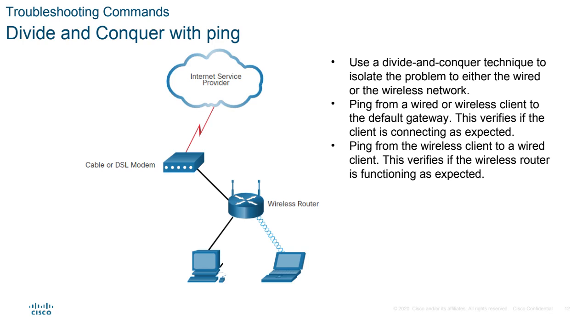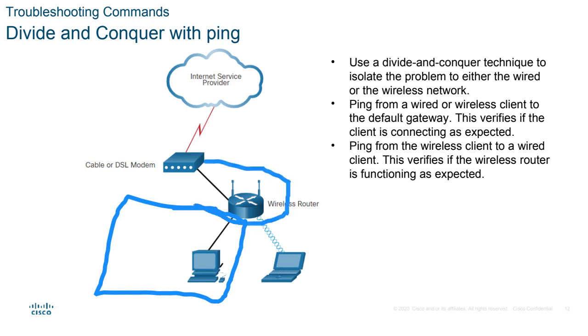Another method for troubleshooting is divide and conquer with ping. If I have a problem here, I need to isolate it. Let's say my computer cannot access the internet. First of all, I will make sure that everything is okay on my part here. Then I can go and check on the router side, on the wireless router connection. So we call it divide: you divide your troubleshooting into areas. We call it divide and conquer, meaning cut the problem into parts.